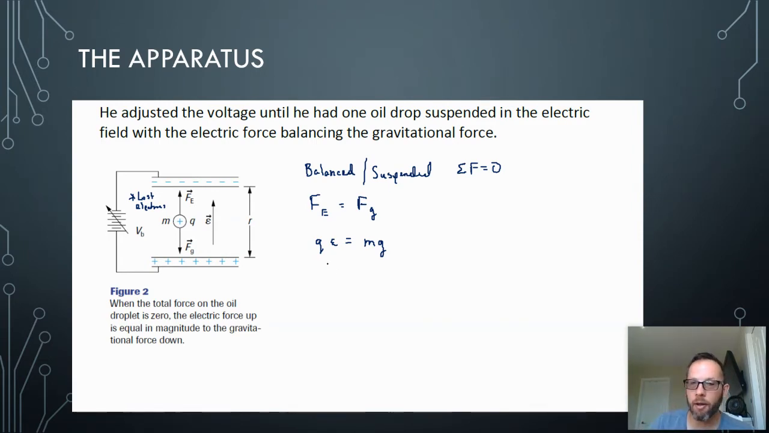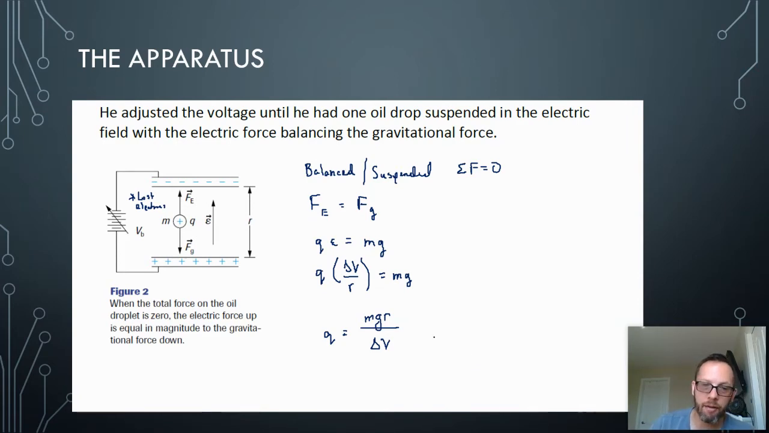Now we're going to make use of our last lesson. The electric field, hard to measure, but the voltage, easier to measure. And we actually have an expression that ties electric field, voltage, and plate separation together. It was delta V equals epsilon times R. So epsilon is delta V over R. And so by rearranging this, Q equals M times G times R over delta V.